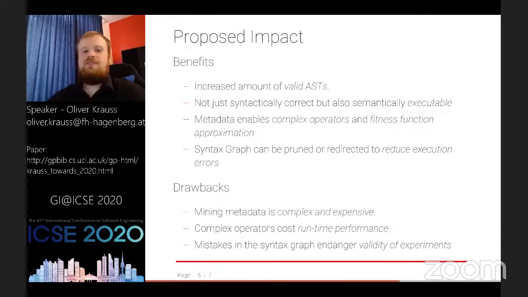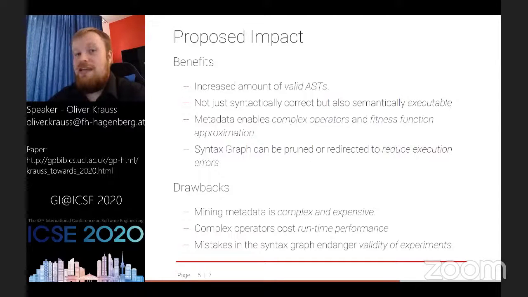So the proposed impact of that is, obviously, we hope to increase the number of valid abstract syntax trees. Those will not just be syntactically correct, like in grammar-guided genetic programming, but will also be semantically executable. It might not be semantically correct, of course. It might not do what you want it to do, but it will definitely execute without any runtime errors. And this should also enable more complex operators and approximation functions in the fitness. So instead of, for example, measuring the runtime, you could just use this metadata to approximate it and say, okay, we generate our runs faster.